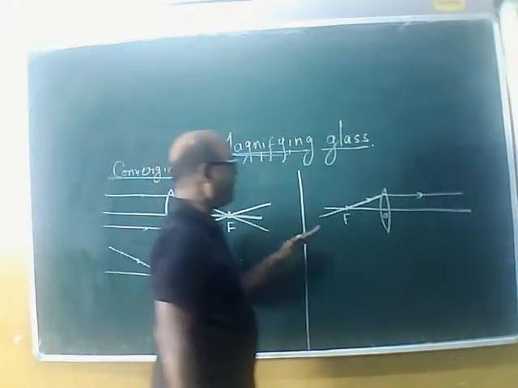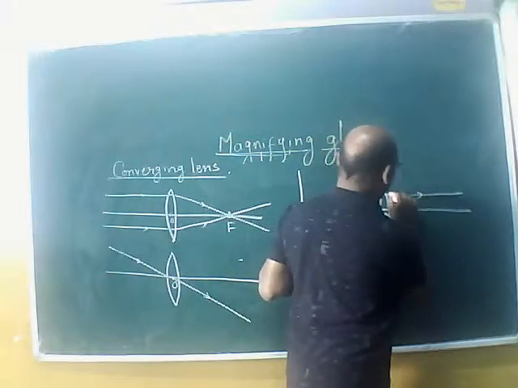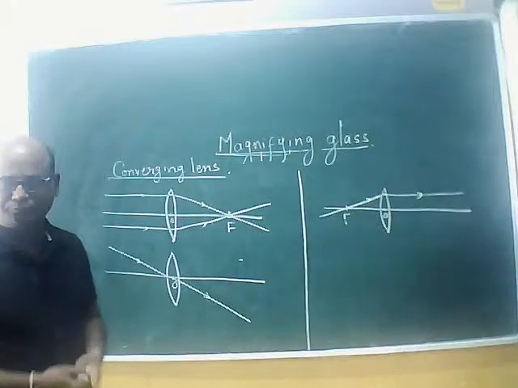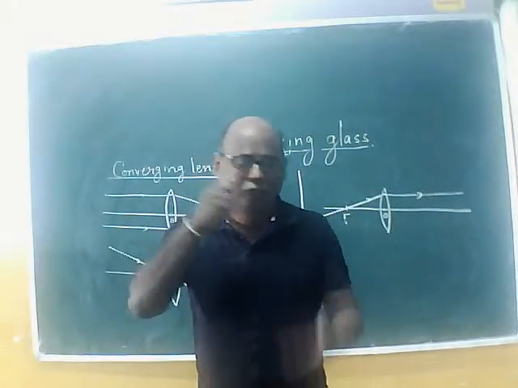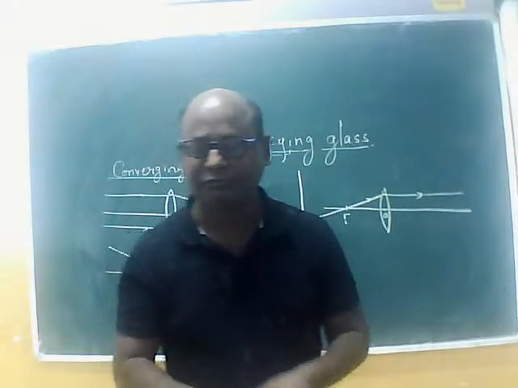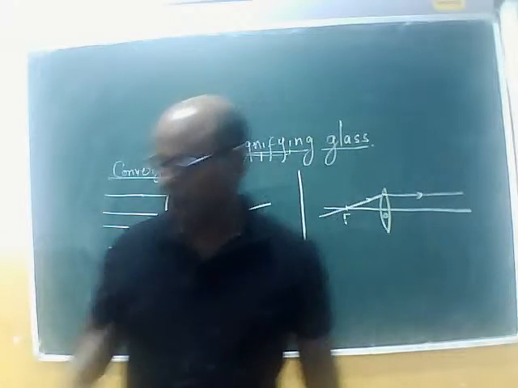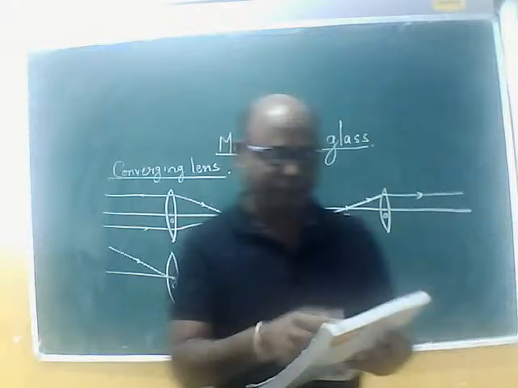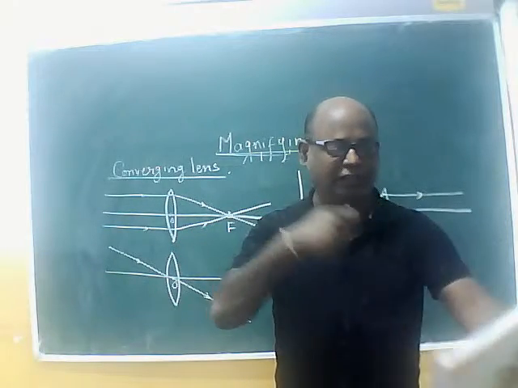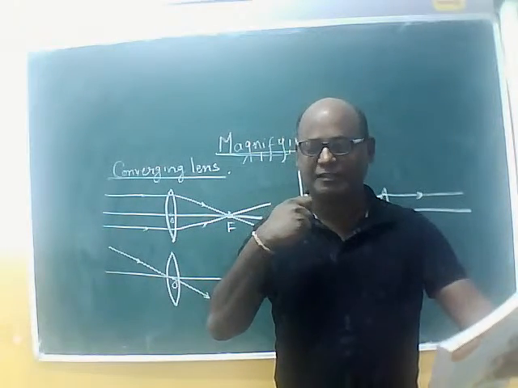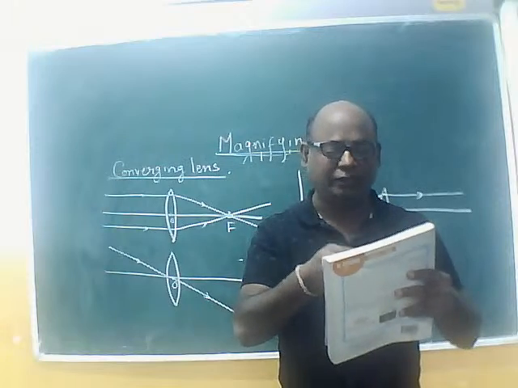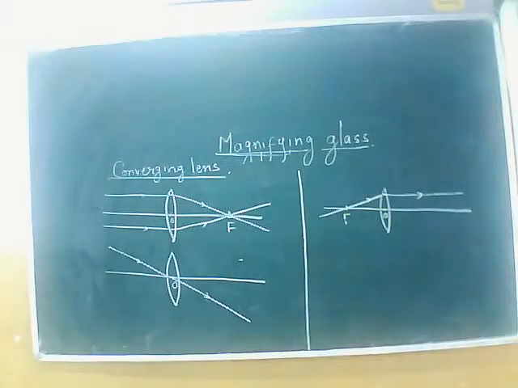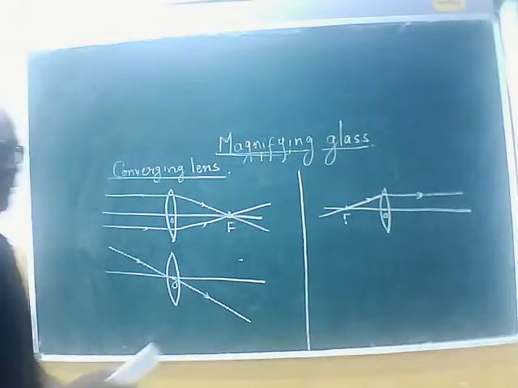The way the ray is passing through the focus, it will go parallel to the principal axis. Now, a convex lens we always keep near the object to see. For example, if something is written very small, I keep the lens near, not far like this. If I keep it far, I can't see. So we have to keep it near this lens.